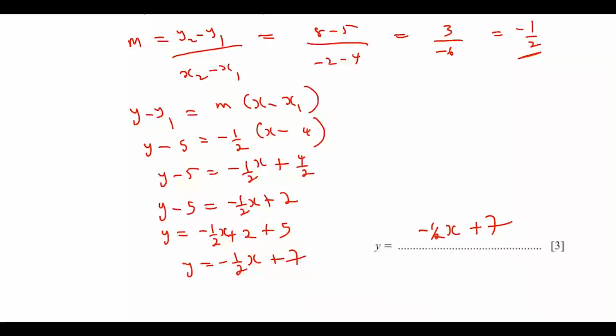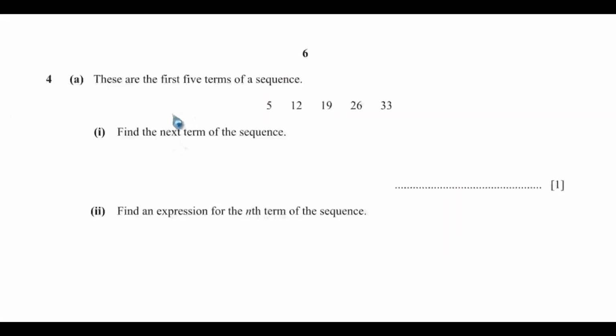So let's go to the next question. So that should be question 4. Question 4. These are the first 5 terms of a sequence. So if you observe very well, you see that it is add 7. That's the term to term rule. Add 7. Add 7. Find the next term of the sequence. So the next term will be 33 add 7. That will be 40.